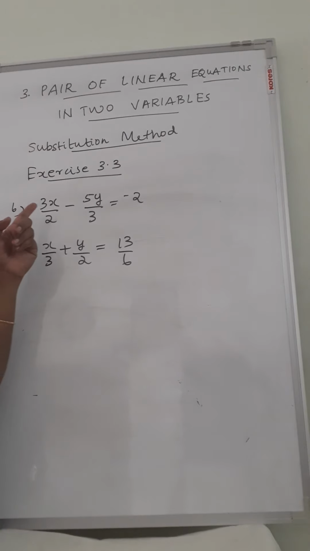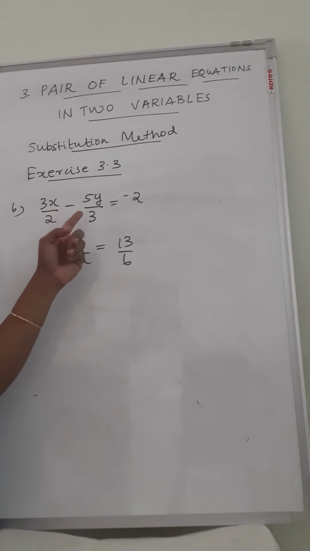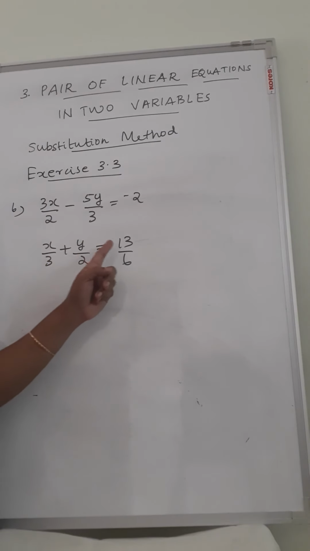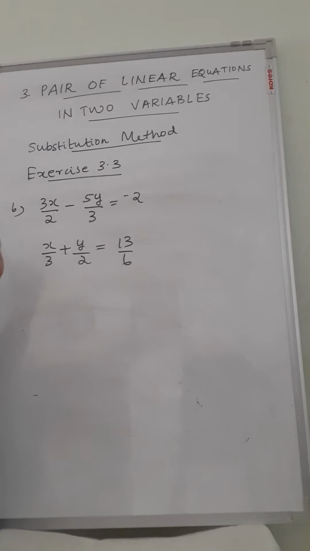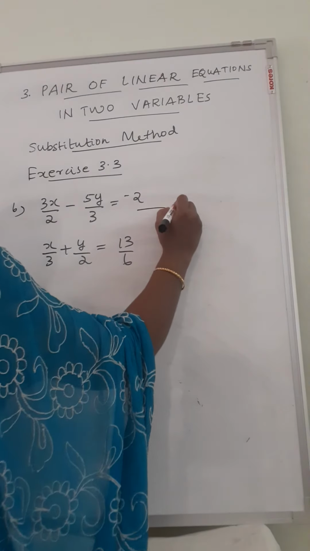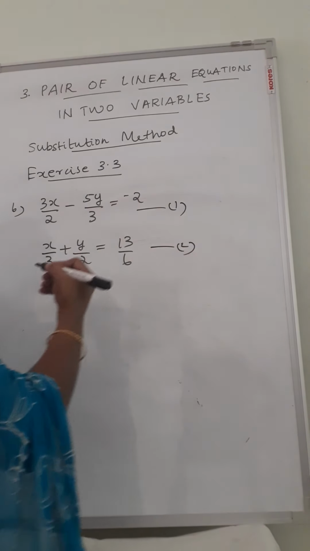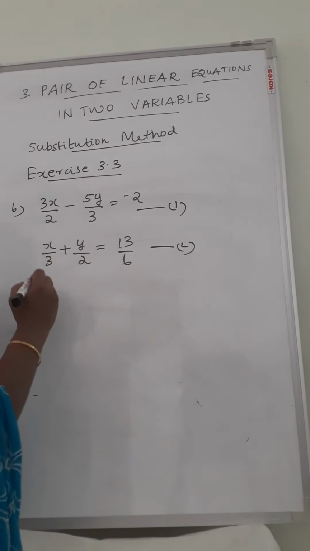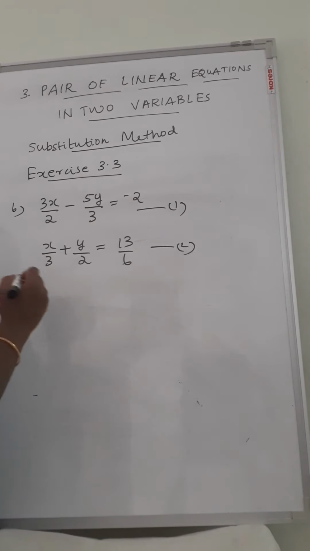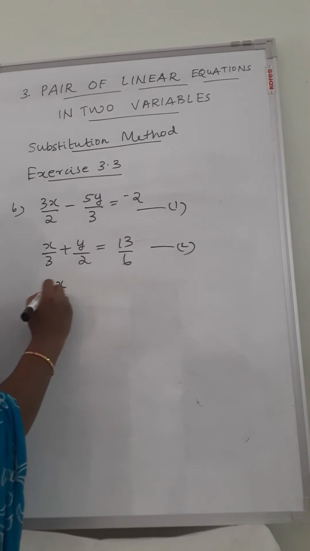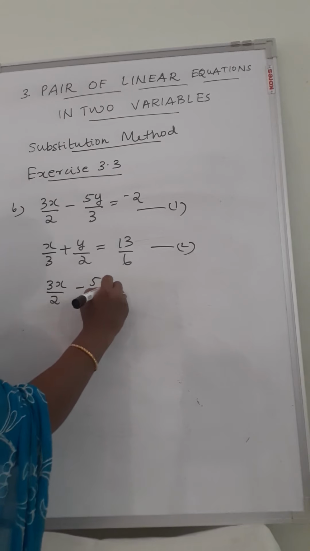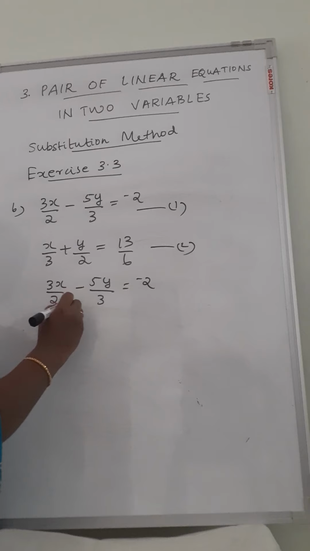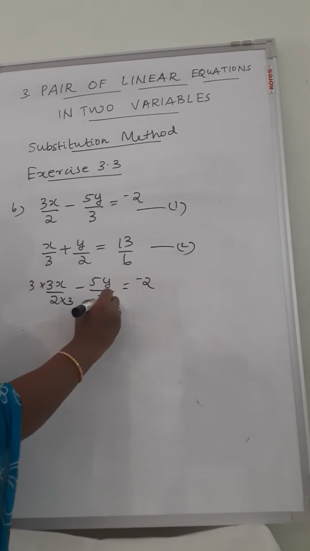Sixth question. 3x by 2 minus 5y by 3 is equal to minus 2, and x by 3 plus y by 2 is equal to 13 by 6. First equation, taking LCM, then we can convert it into standard form, that is 2 and 3 LCM is 6. That is, equation is 3x by 2 minus 5y by 3 is equal to minus 2. LCM is 6, that is into 3. Here also into 3. Here into 2.